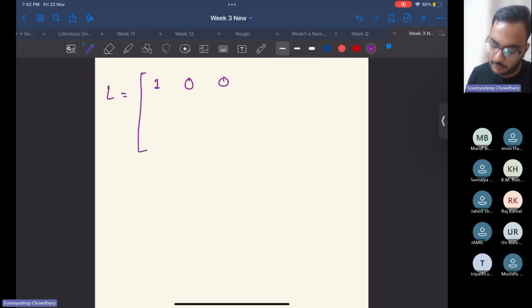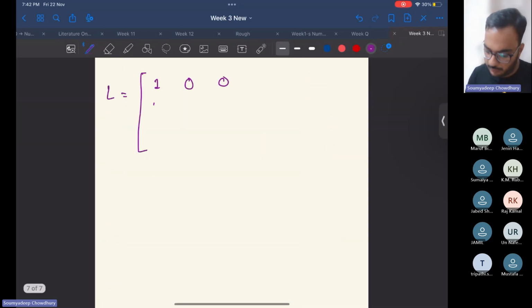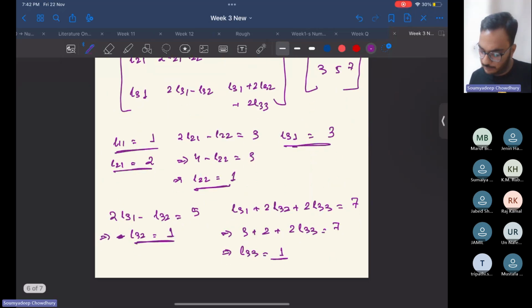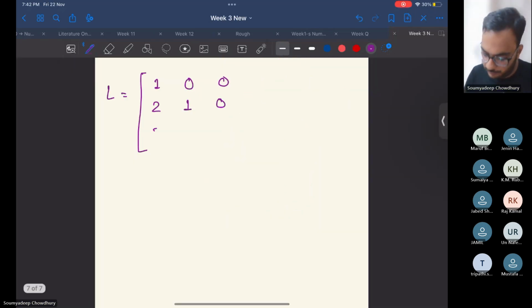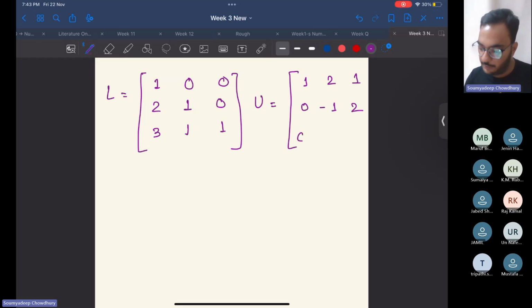L21 is how much? 2. L22 is 1. L23 is 0. Then 3, 1, 3, 1, 1. This is your L and this is your U. U is how much? 1, 2, 1; 0, minus 1, 2; and we have 0, 0.